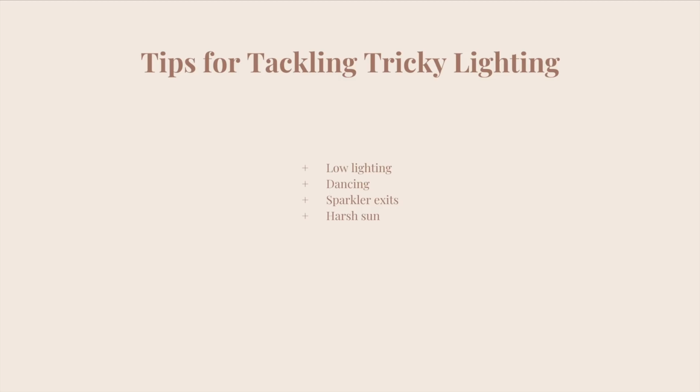So I sent out a poll on Instagram and asked what situations you guys find the trickiest to shoot in, and these were by far the top ones. I am going to break these down and talk about the settings I use in each of these situations. So you guys mentioned low lighting and low lighting with movement, dancing, sparkler exits, and harsh sun or harsh light.